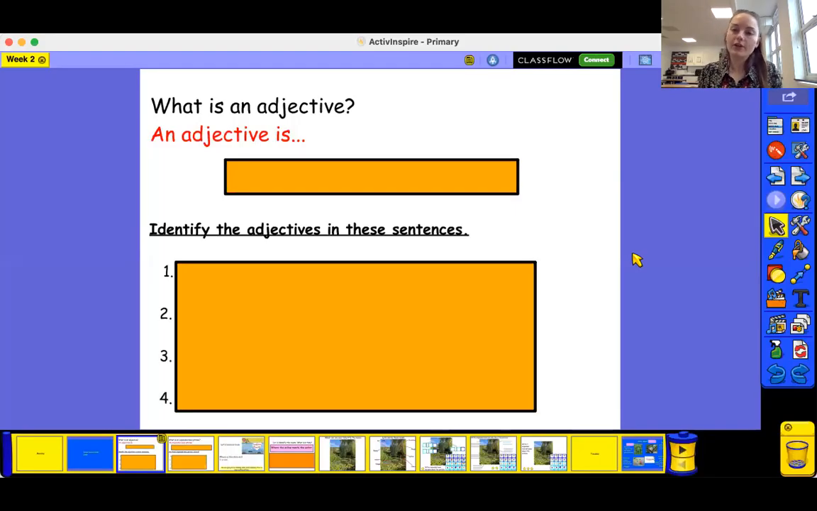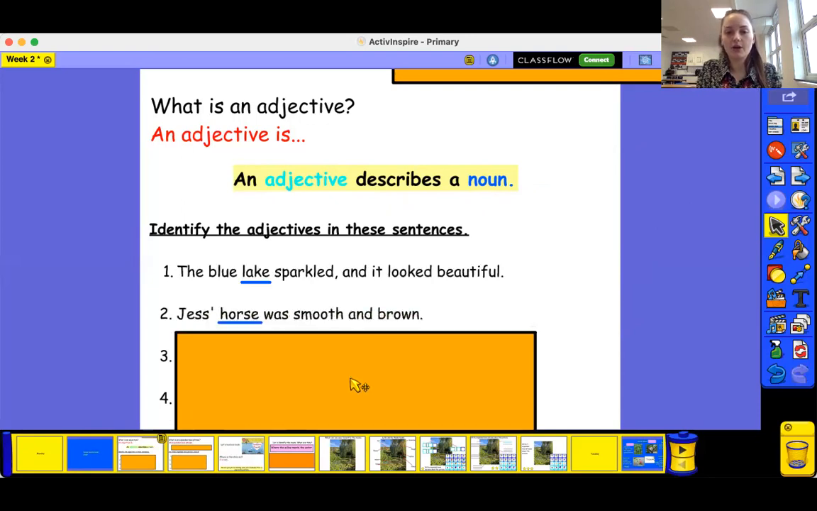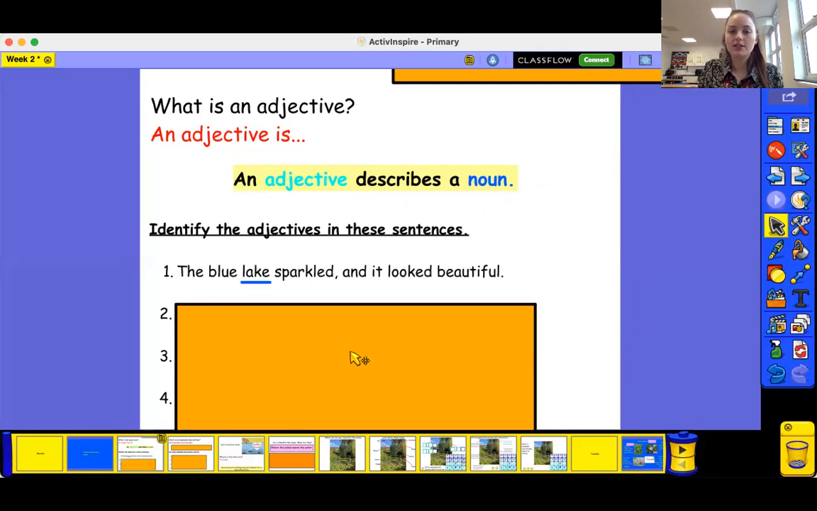Okay, so the first thing that we're going to look at today are adjectives. Can you tell somebody in the room what an adjective is? What is an adjective's job? Fantastic. So an adjective describes a noun. An adjective describes a noun. What does it describe? A noun. Fantastic. So what I need you to do now is to help me spot the adjectives in these sentences.